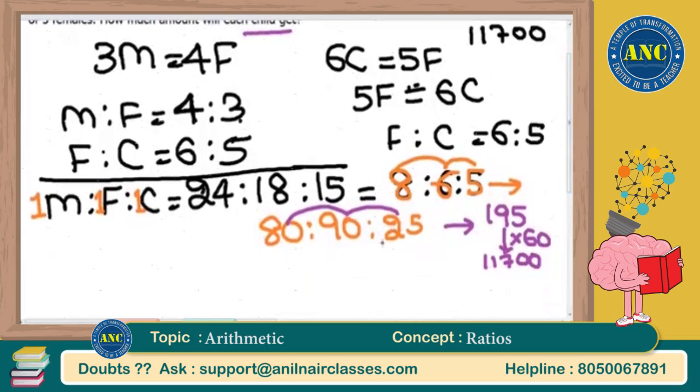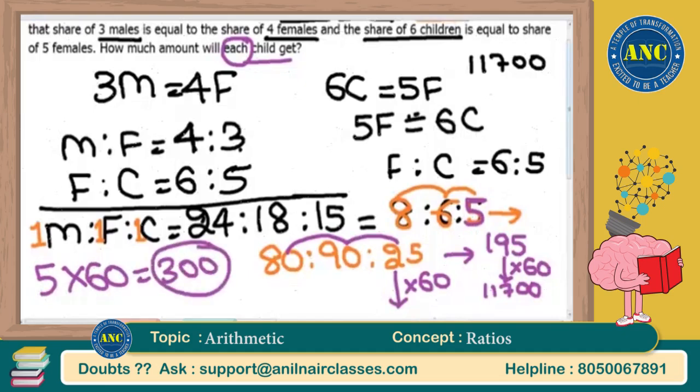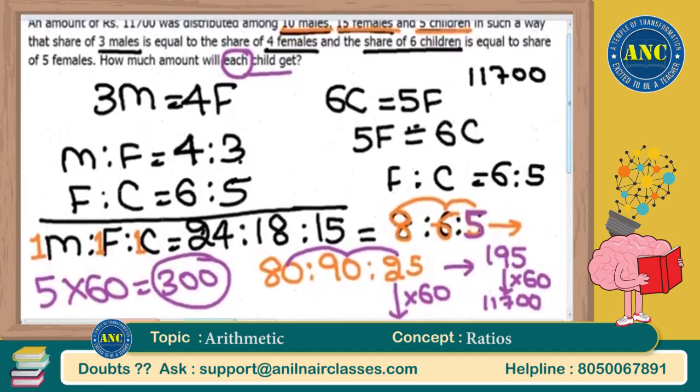So each child will get 25 into 60. Sorry, not 25 into 60. It should be 5 into 60, because the question is how much will each child get? 1 child will get 5 rupees. The answer will be 5 also multiplied with 60. It is 300.